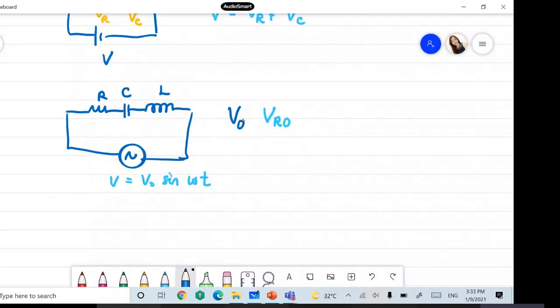The maximum value V naught is not equal to the maximum voltage across the resistor plus the maximum across the capacitor plus the maximum across the inductor. It is not, due to there being a phase difference between the voltage across the R, the voltage across the C, and the voltage across the L. So today we are going to focus on this. How are we going to get the relation between the voltages across these three components?